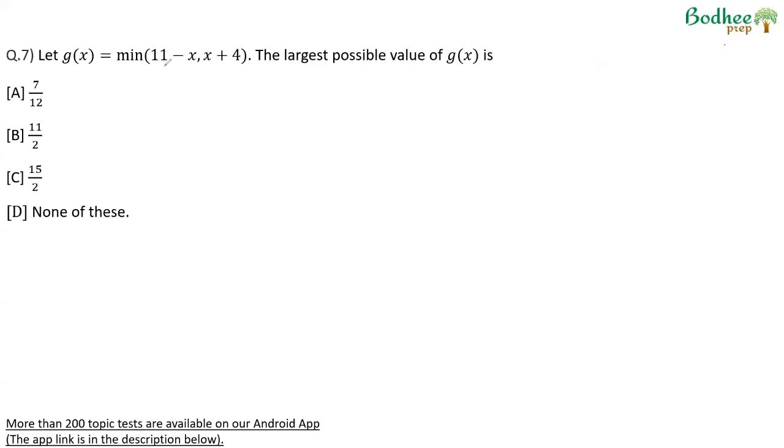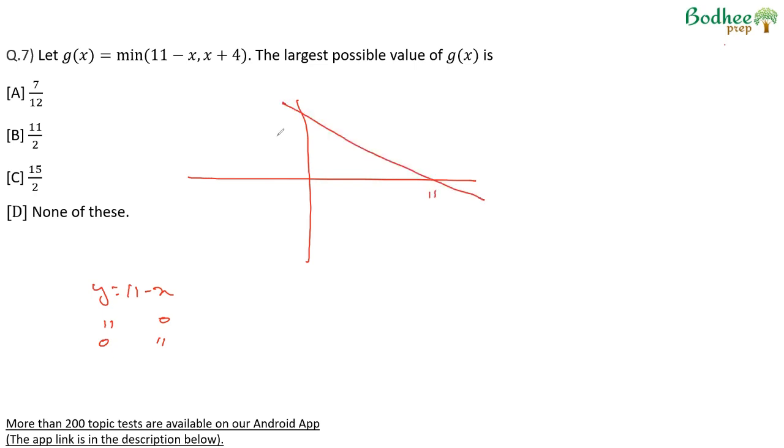Let g(x) be the minimum of 11 minus x and x plus 4. The largest possible value of g(x) is? If we draw these lines, y is equal to 11 minus x. When x is 0, y will be 11. When y is 0, x will be 11. And therefore, we get a line something like this, through 11, 11. Then y is equal to x plus 4. When x is 0, y is 4. When y is 0, x is minus 4.